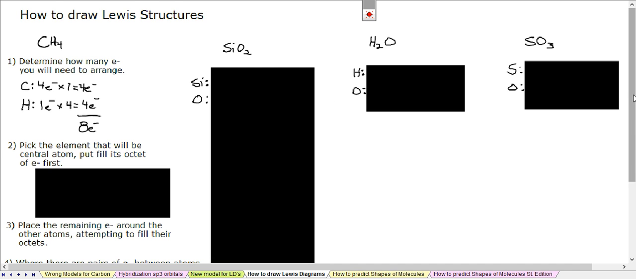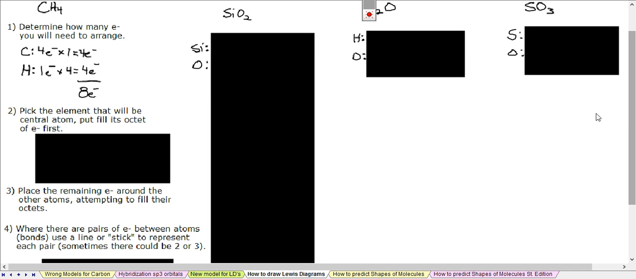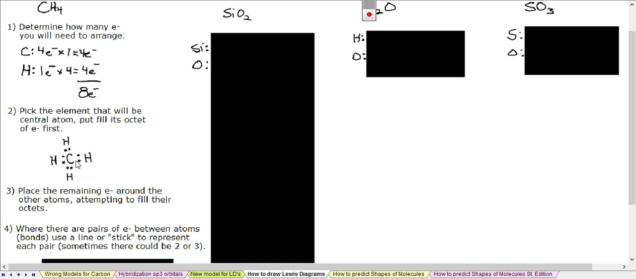So now once we have that done, we want to pick the atom that's going to be the central atom, and we're going to fill its octet first. So what we do here is we pick carbon to be the central one because there's only 1 carbon, and we know it can make 4 bonds, and we put the electrons around carbon. So we go 1, 2, 3, 4, 5, 6, 7, 8. We've got 8 electrons around carbon.